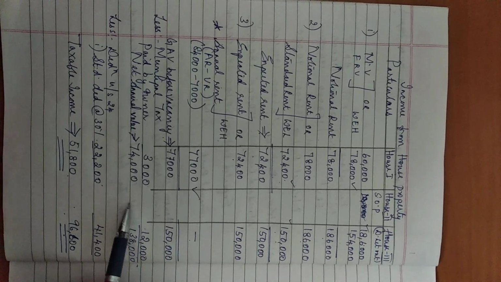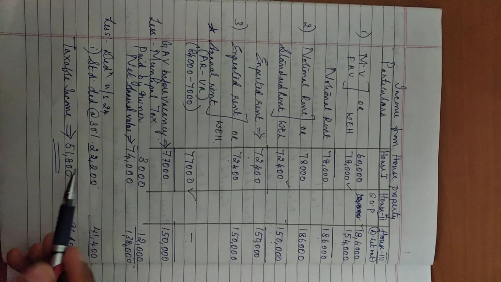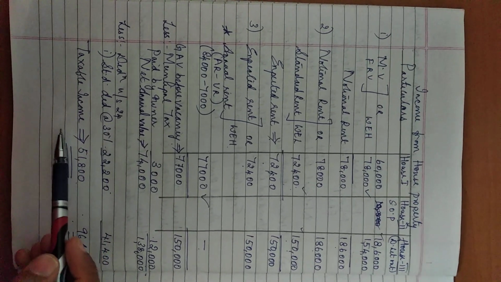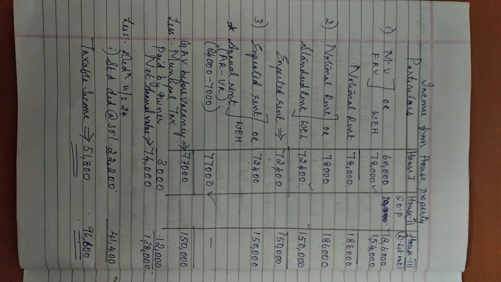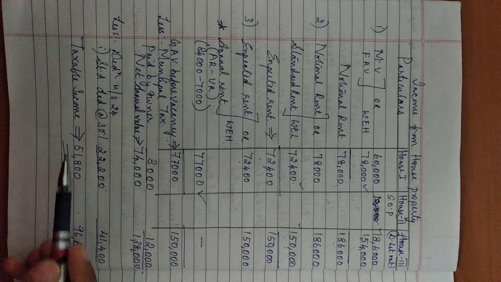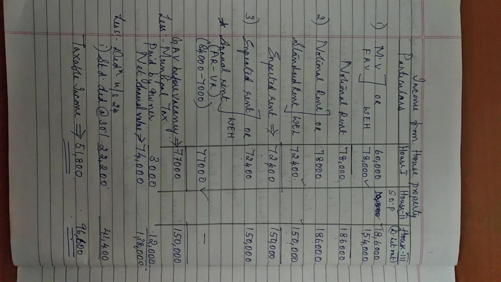Here the self-occupied house will be remaining as nil. And one more thing I need to tell is, under this section 24 there is always one more deduction coming, that is interest on loan. So always check in the question if it is given, then you have to mention that also. Here in this question it is not given, so we are not writing it.